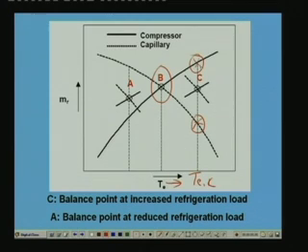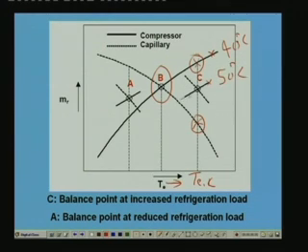Once liquid gets accumulated in the condenser, the condenser temperature increases, from this point to this point. To give an example, if this is 40 degree centigrade, let us say that it becomes 50 degree centigrade because of the accumulation of the liquid. So, this is the 50 degree centigrade line.